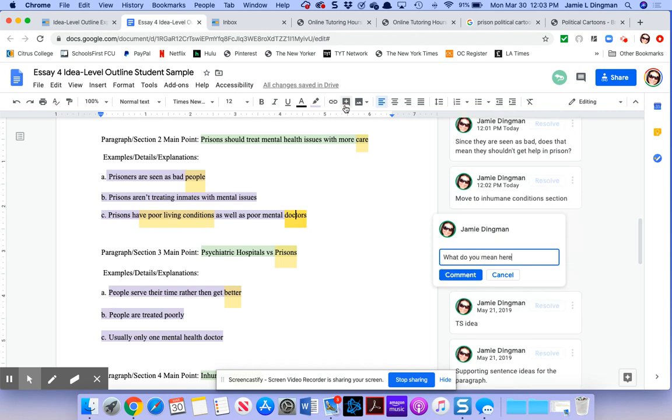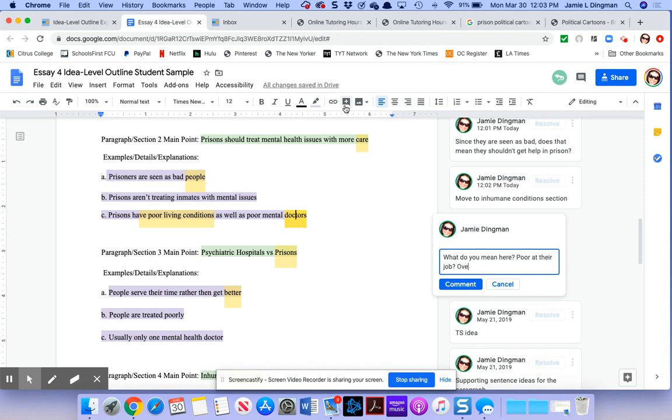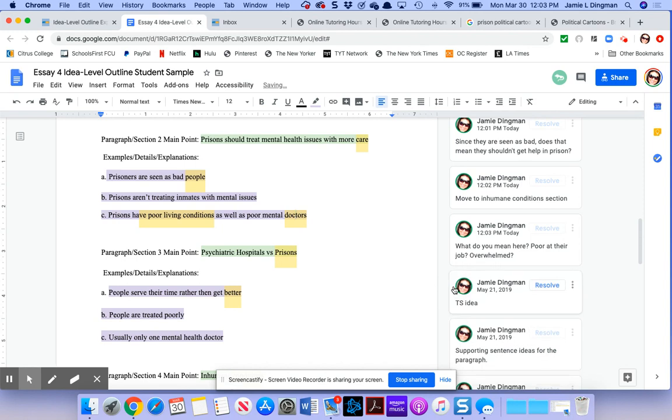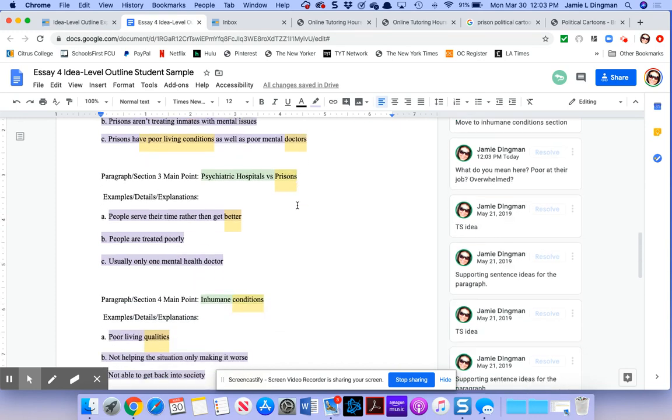What do we mean here? Poor at their job, overwhelmed, right? Because in reading Orange is the New Black, she made it clear that there were something like 1,200 women at the camp, and they had one doctor who was able to provide psychiatric help, and she said he pretty much just wrote prescriptions, right? That's how they dealt with mental health issues, just issuing medication.